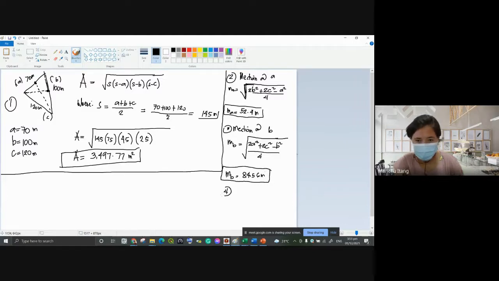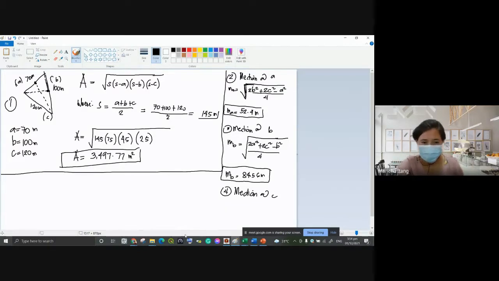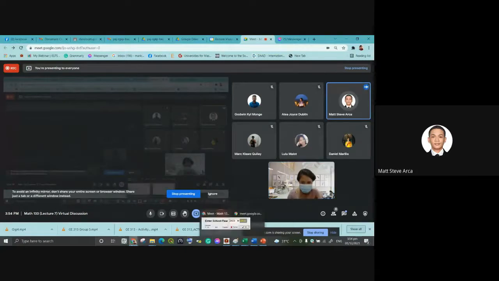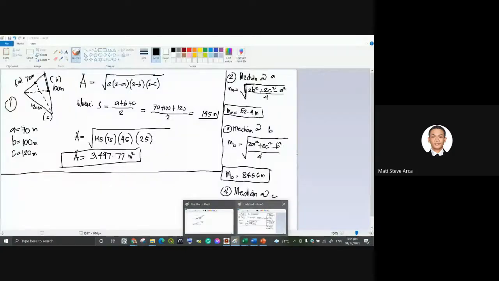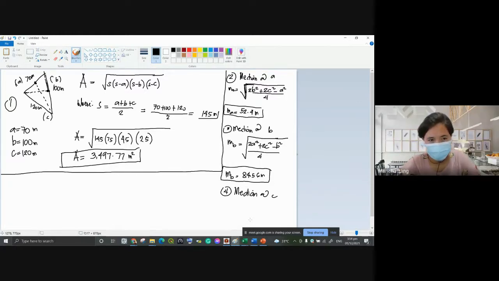How about number 4? We have the median at C. Do you have a volunteer? Arca? Yes, please. Ma'am, my answer is 62.048. If your answer is 62, then there is something wrong with number 3, because the length of side B is only 100 and the length of side C is 120. Double check the median of B.